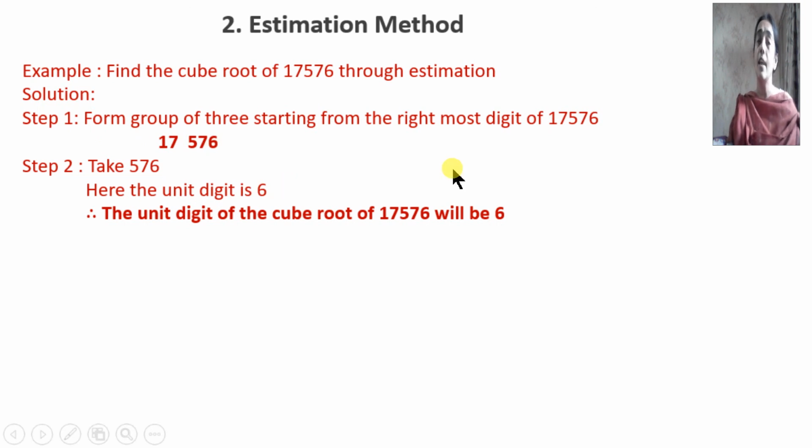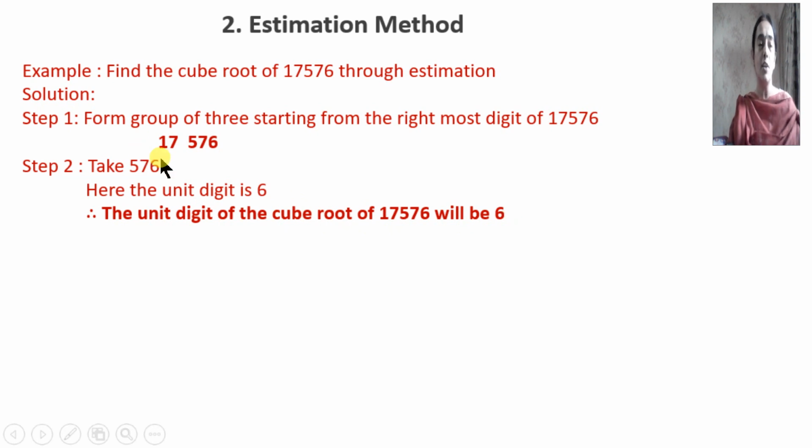And if the number has the unit digit 2, then its cube root will have the unit digit 8. And if the number has unit digit 3, then its cube root will have the unit digit 7. All these properties you have to remember. So here, therefore, the unit digit of the cube root of 17,576 will be 6. Now the third step and the last step.